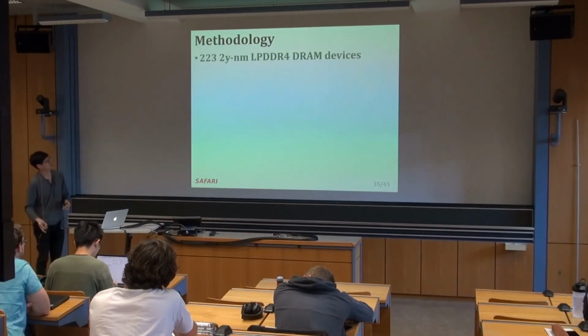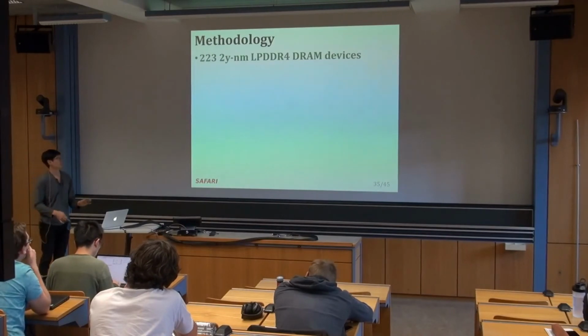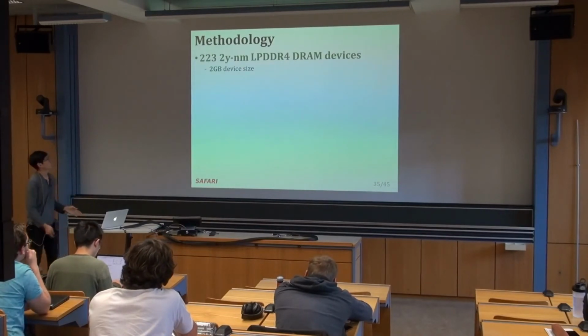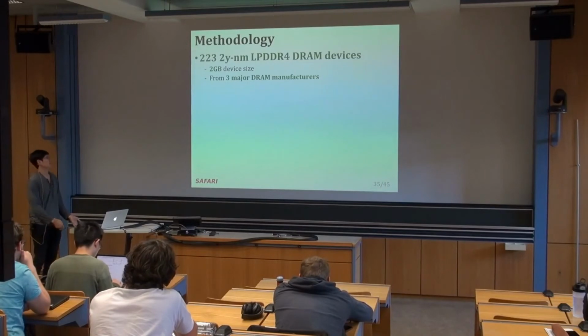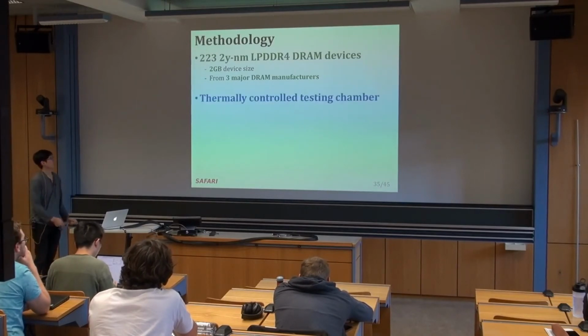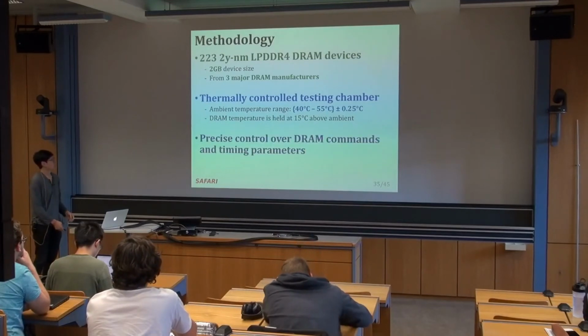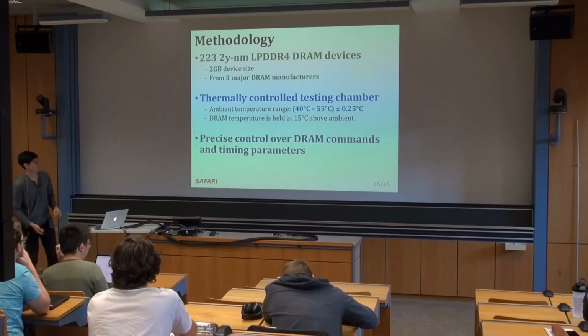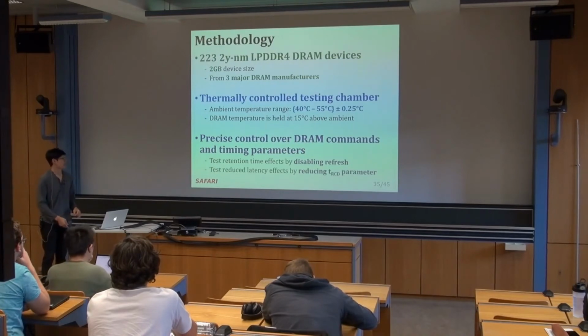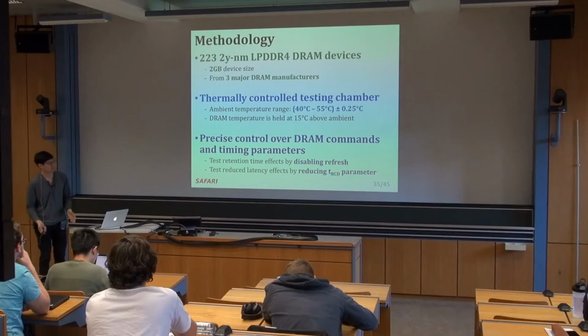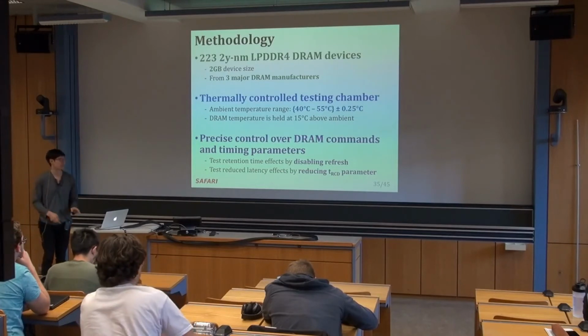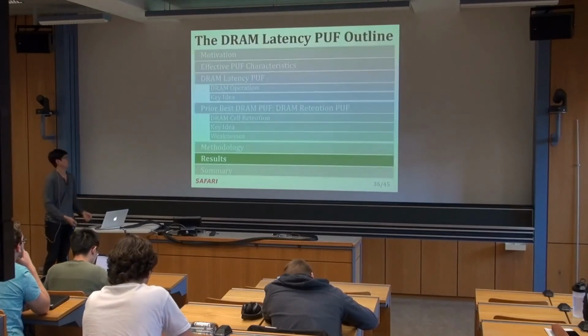We used our 223 2Y nanometer LPDDR4 DRAM devices, which were 2 gigabytes in size, from all three manufacturers. And we used a thermally controlled testing chamber similar to the one in Reaper. And we had precise control over DRAM commands and timing parameters. We tested retention time effects by disabling the refresh, and then we tested reduced latency effects by reducing the tRC timing parameter and inducing these failures.